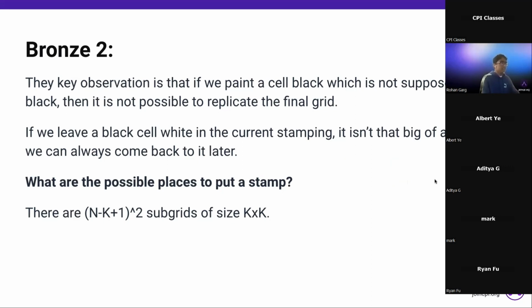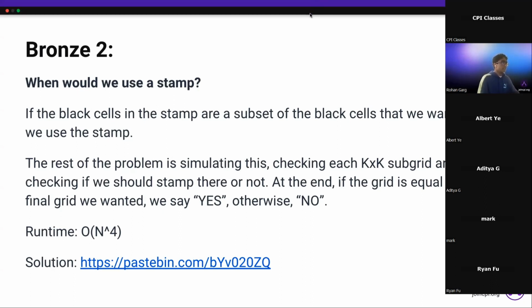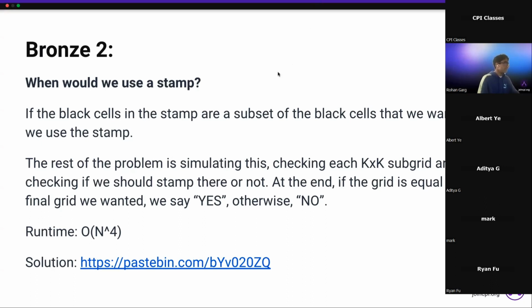And this leads us into the solution of the problem. If the black cells in the stamp are a subset of the black cells that we want in the actual grid, then we use the stamp. The reason why this works is it's kind of like a greedy approach. If we can use a stamp, there's no harm in using it; the answer is preserved. If we use a stamp and the answer is no, then it still stays no, because there must be some black cell that we were unable to paint even after using the stamp. Similarly, if the answer is yes, then there's always some sequence of stamps that gets us to this scenario.